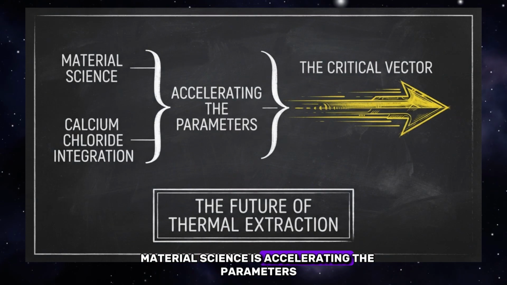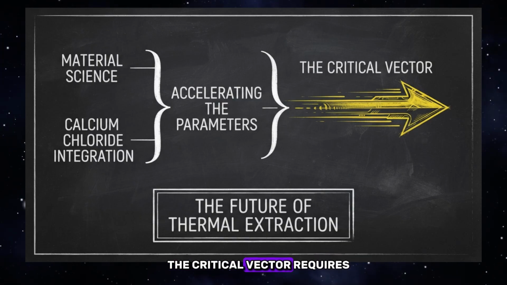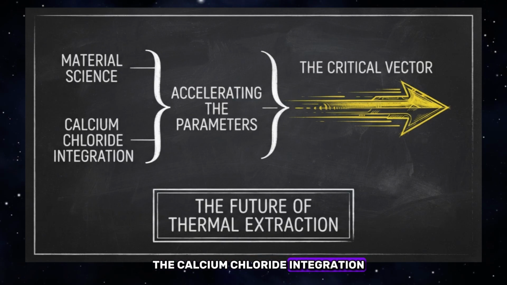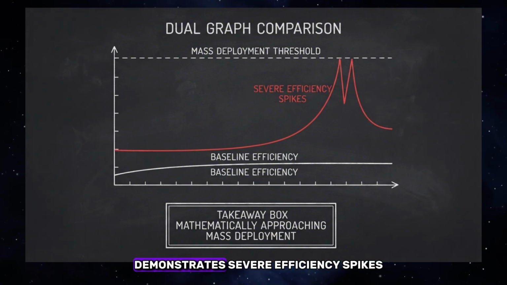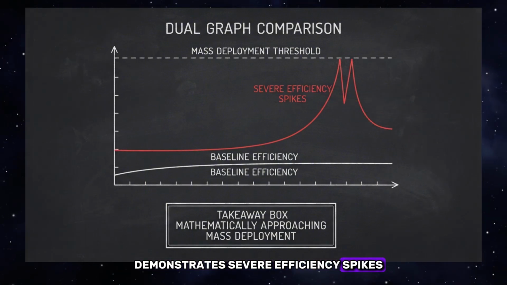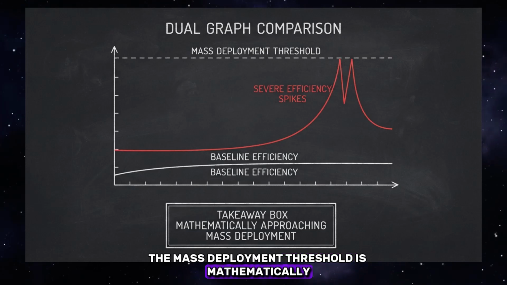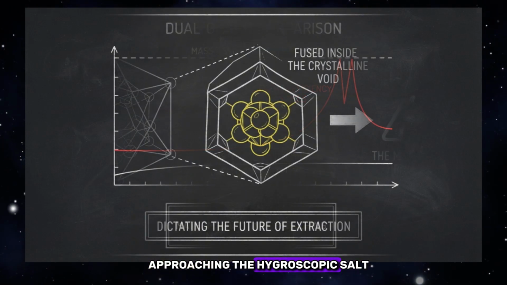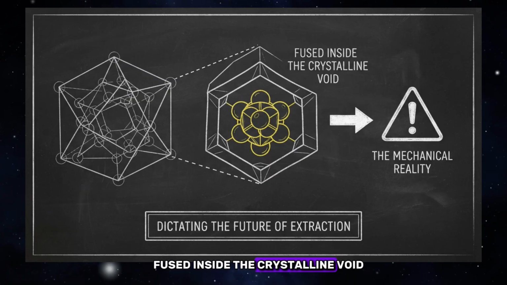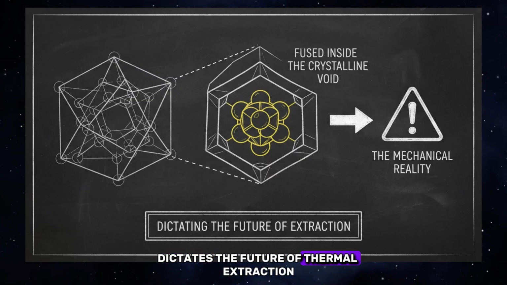Materials science is accelerating the parameters. The critical vector requires the calcium chloride integration. The composite matrices demonstrate severe efficiency spikes. The mass deployment threshold is mathematically approaching. The hygroscopic salt, fused inside the crystalline void, dictates the future of thermal extraction.